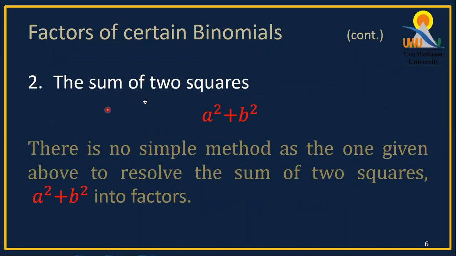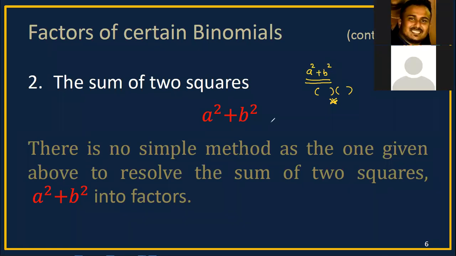Then we will consider the summation of two squared terms. If you have the form a squared plus b squared, rather than a squared minus b squared, we do not have any defined factors for this in the set of real values. Therefore, we are not going to discuss any factors for a squared plus b squared. We may be able to identify factors using some complex methods. That is why there is no simple method, as given previously, to obtain the factors for a squared plus b squared. Therefore, we are not going to factor it if we have it in the form of a squared plus b squared.